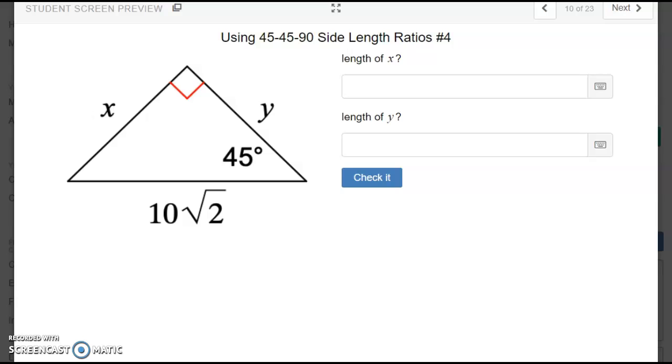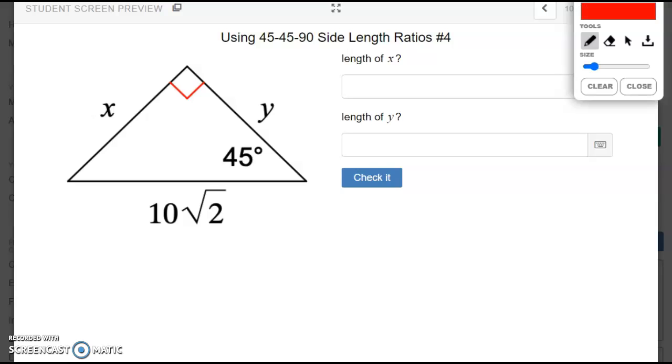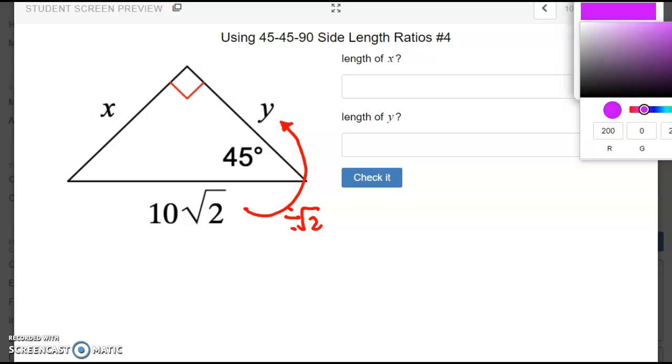Okay, and the last one. This time we know the hypotenuse is 10 root 2. We're trying to find x and y. So what do we need to do to go from hypotenuse to the leg? We divide by root 2, right? Because we know that to go from leg to hypotenuse is multiply by root 2. So to go from hypotenuse to leg is divide by root 2.